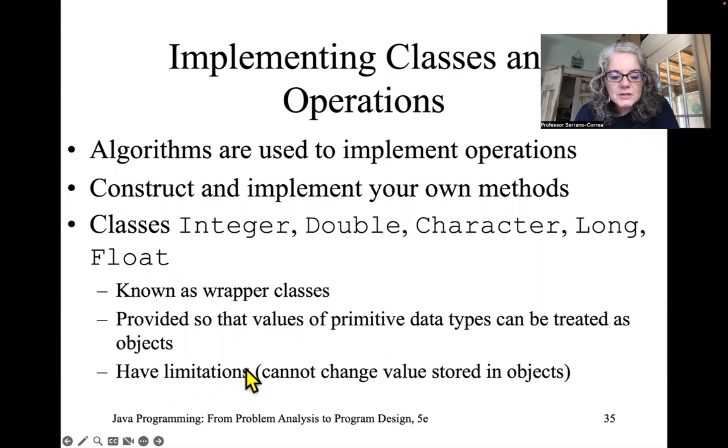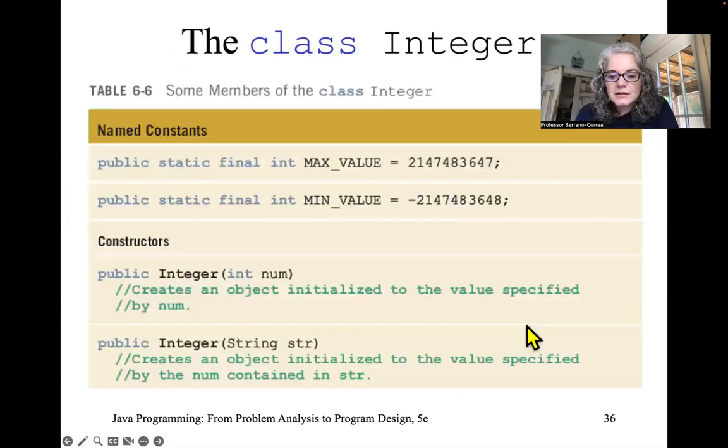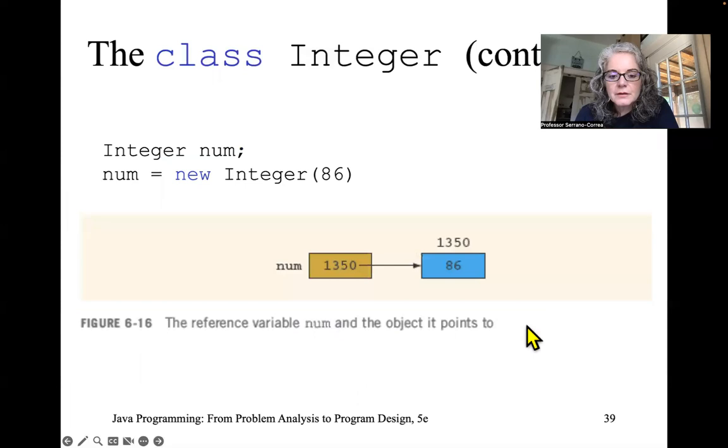So there is a limitation with using the wrapper classes, and that is that you cannot change the value stored in the objects. Once you wrap it and make that 86 into an object, you can't change the value. All you can do is create a whole new object that references a new location where you put a new value.